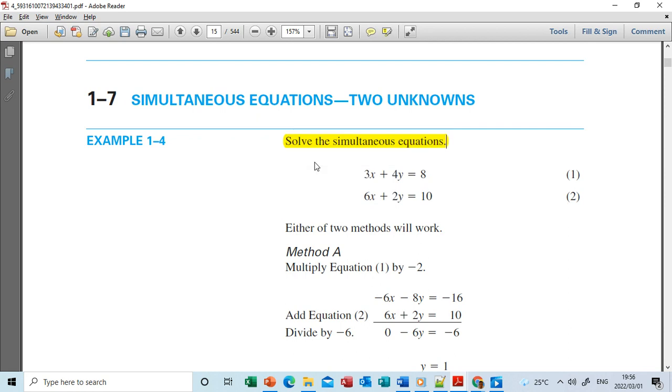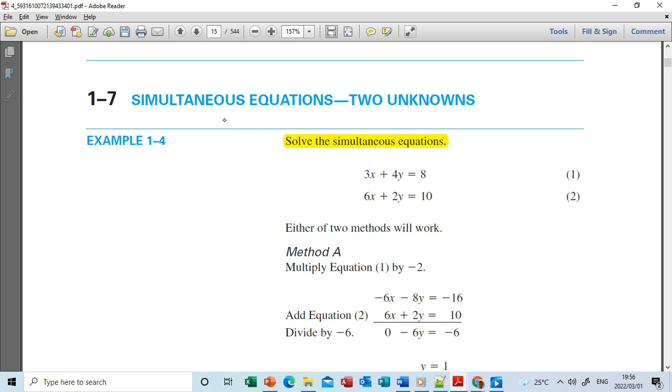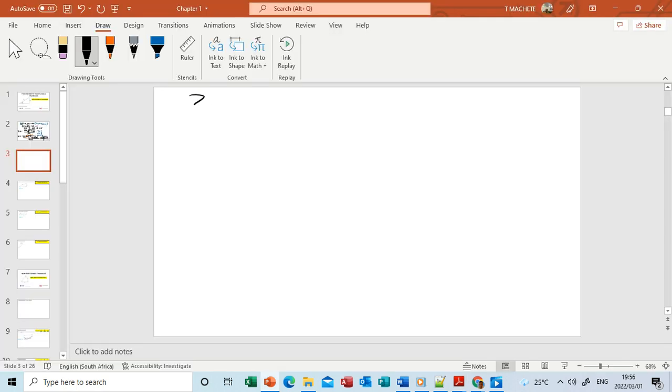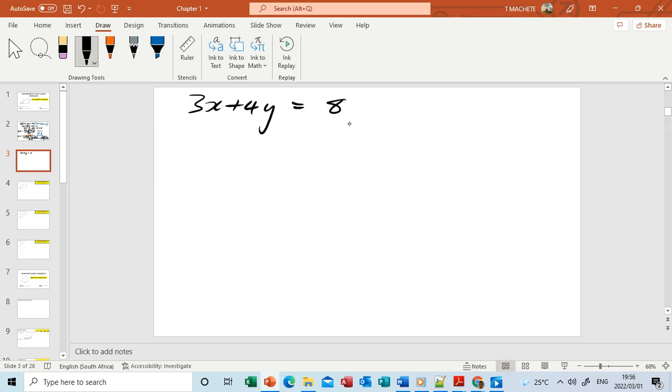Let me write this down and show you how to solve it. It's not a big deal, this one is easy. 3x plus 4y equals 8, and then the next equation is 6x plus 2y equals 10. So here you don't have to use Cramer's rule.